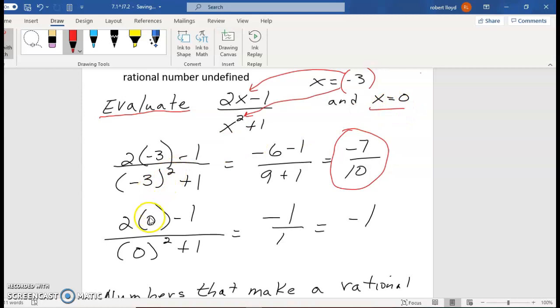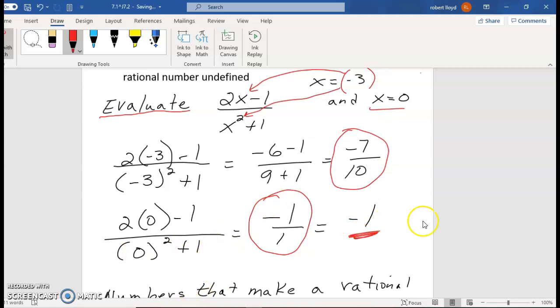The second part, it says put x equals 0. So we put the 0 in for the x in each case. 2 times 0 is 0, and a -1 make -1 for the numerator. 0 squared is 0, plus 1 is +1. So -1 divided by 1 is just plain old -1.